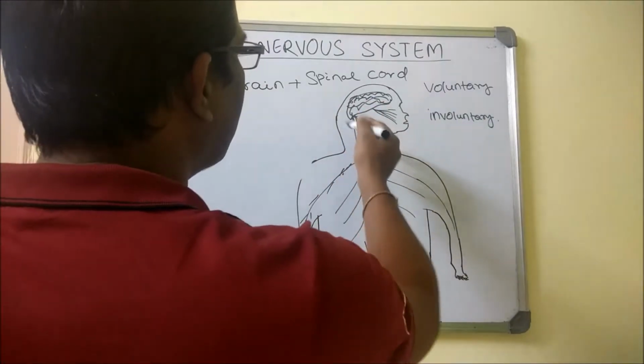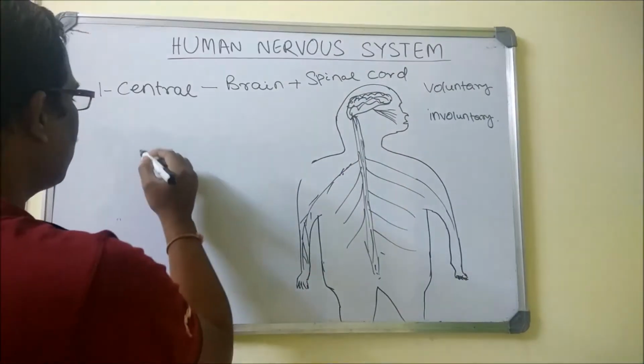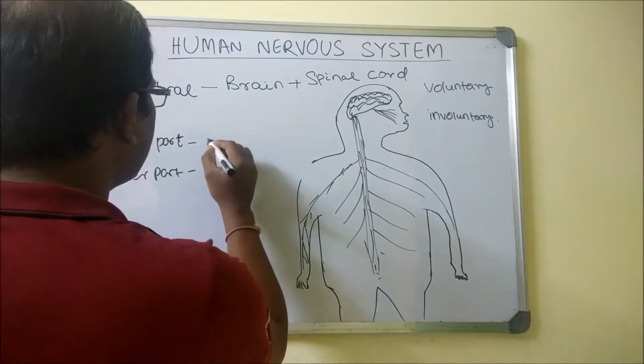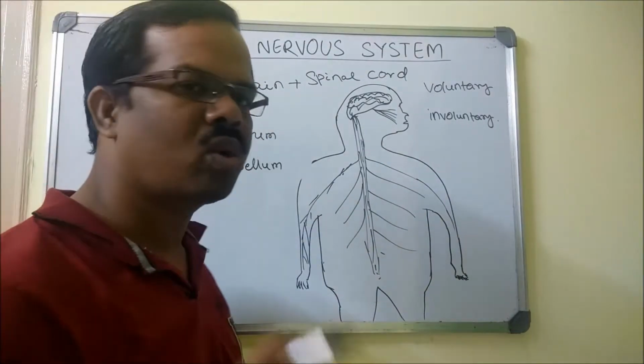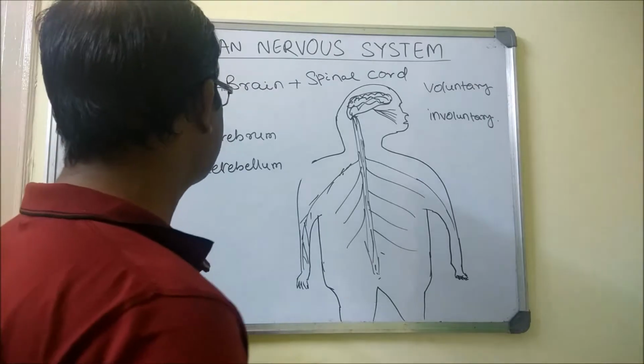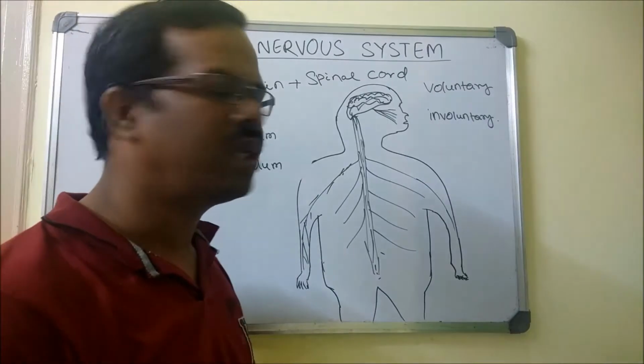The brain has two parts. One is the outer part. The outer part is called the cerebrum. The inner part is called the cerebellum. Cerebellum controls your body balance, whereas the cerebrum controls your intelligence.